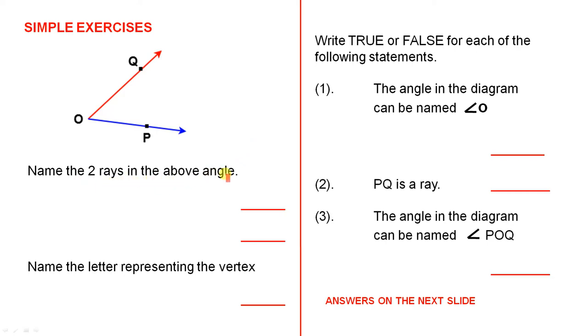Name the two rays in the above angle, so you put one answer there and one there. Name the letter representing the vertex. Write true or false for each of the following statements. The angle in the diagram can be named angle O, so write true or false here. PQ is a ray, true or false there, and the angle in the diagram can be named angle POQ.